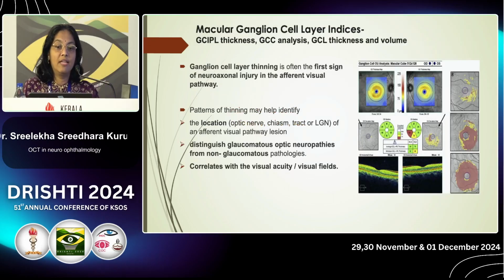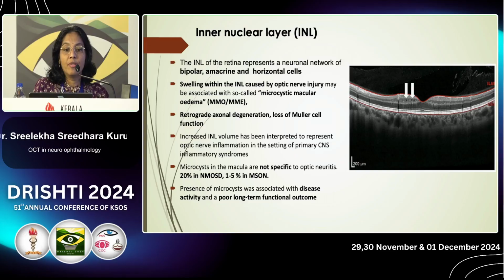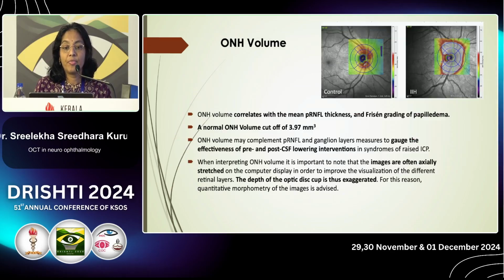Macular ganglion cell layer thickness thinning is often the first sign of afferent visual pathway damage, and unlike RNFL thickness, it correlates with the visual acuity and visual fields. Then we can have small microcystic changes, that is microcystic macular edema in the inner nuclear layer in axonal degeneration, but these are non-specific changes.